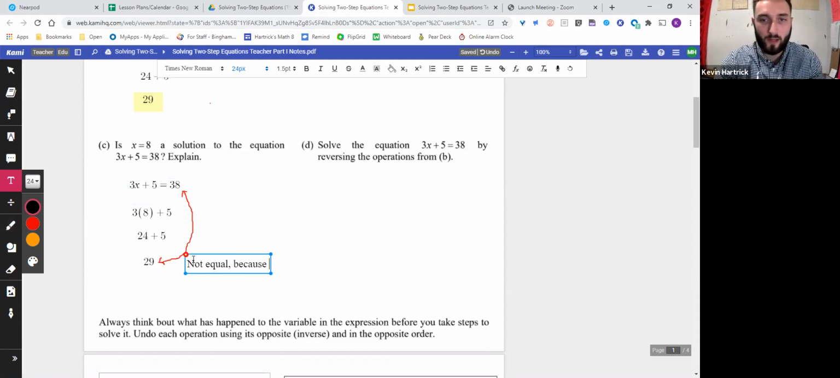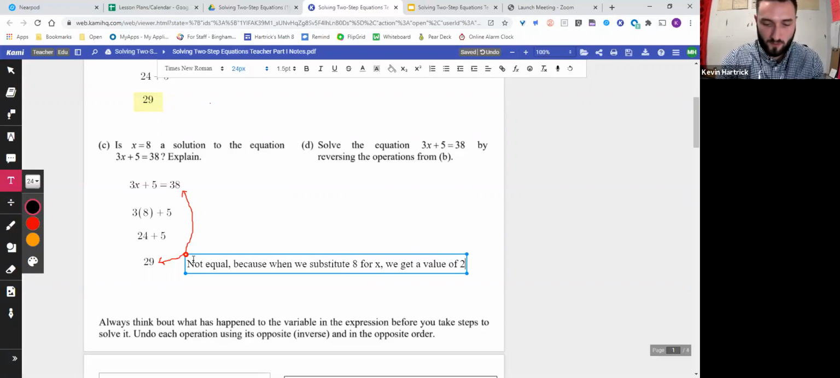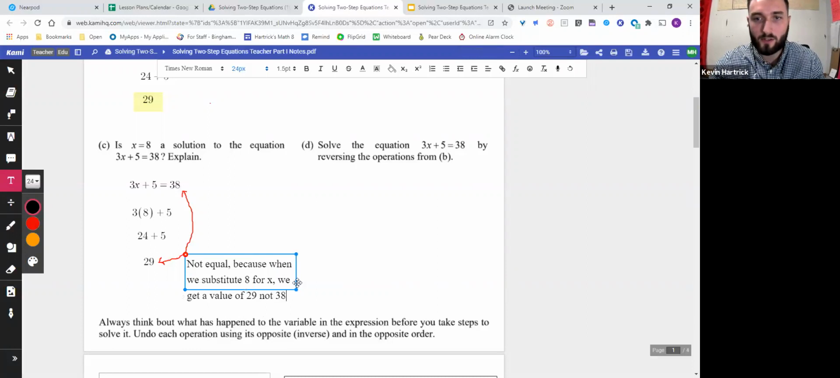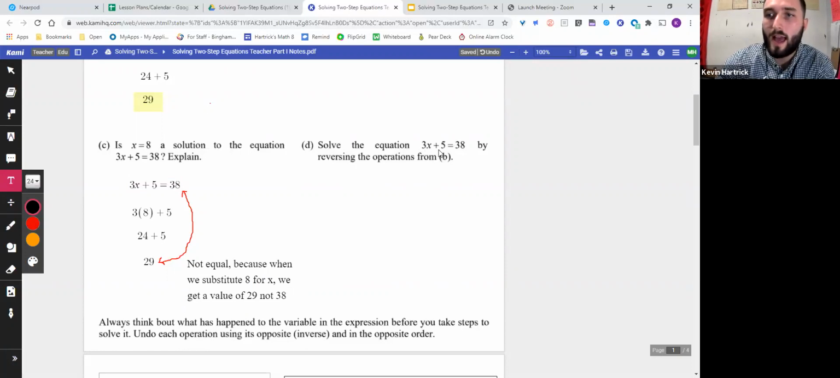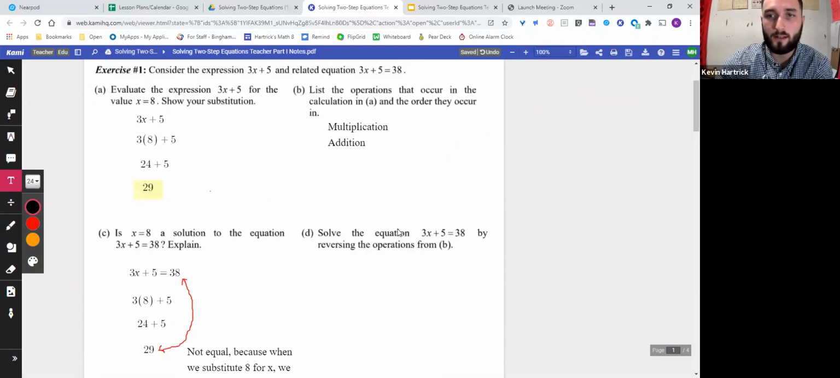These are not equal, and that is because when we substitute 8 for x, we get a value of 29, not 38. So this equation is not true for when x equals 8. Now it says solve the equation 3x plus 5 equals 38 by reversing the operations from B. So now let's go back to B. It says to reverse these operations, and what it means by that is we're looking for the opposite operation.